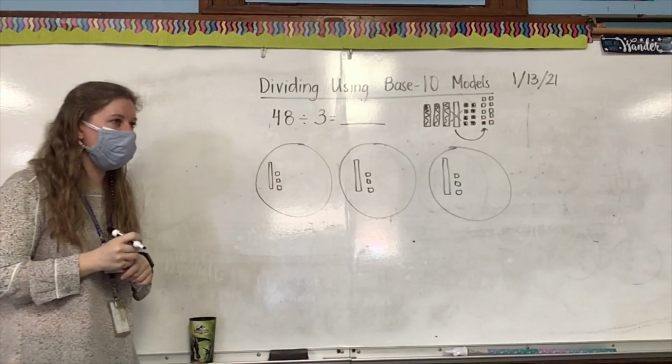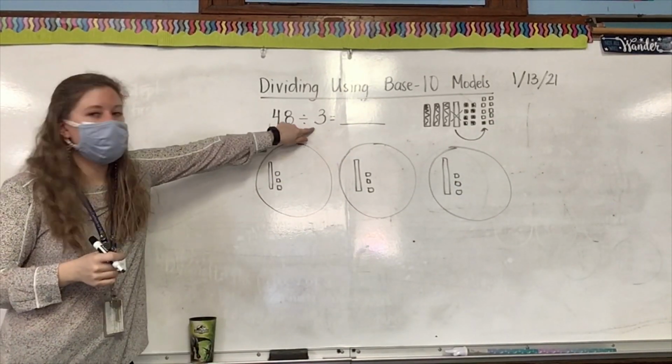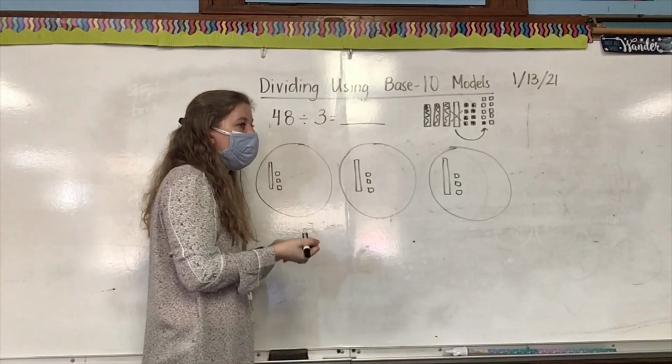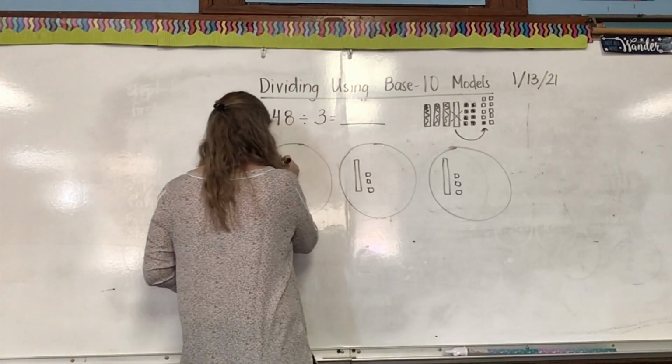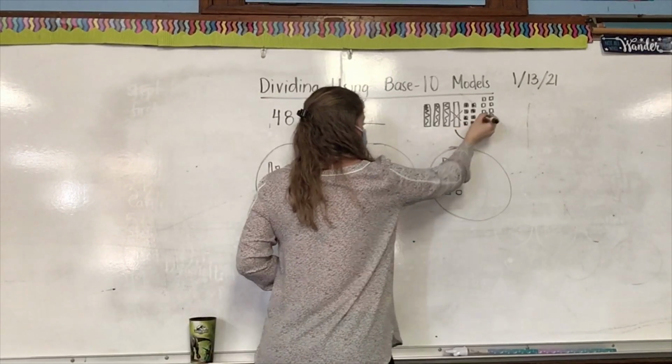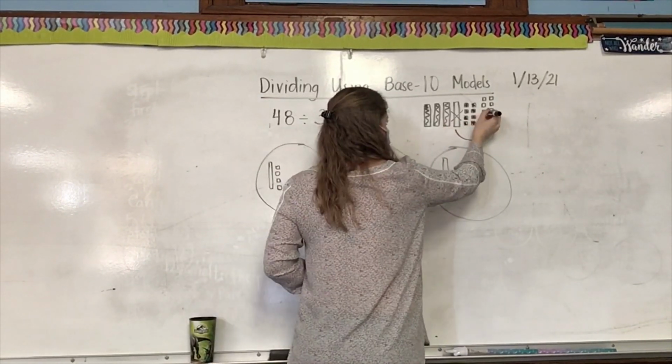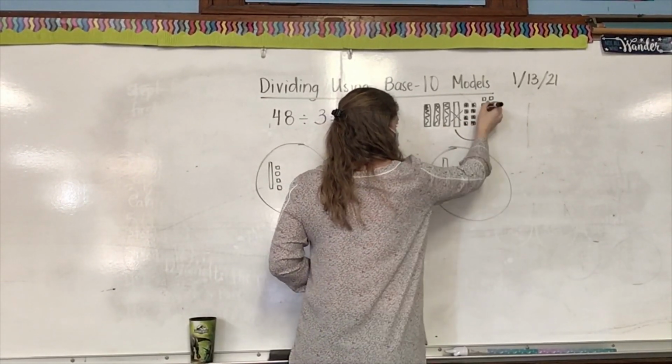What do I need to make sure of? That you have 3 more. I have at least the number of the divisor. Do I have at least 3? Yes. Okay. 10, 11, 12. I'm at the end.